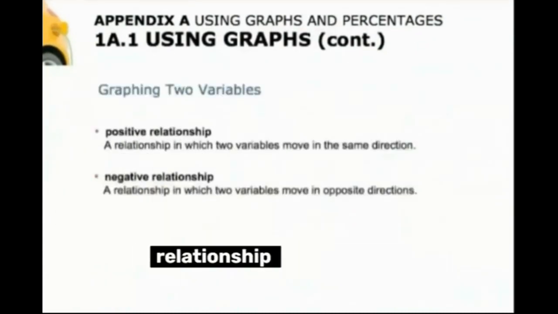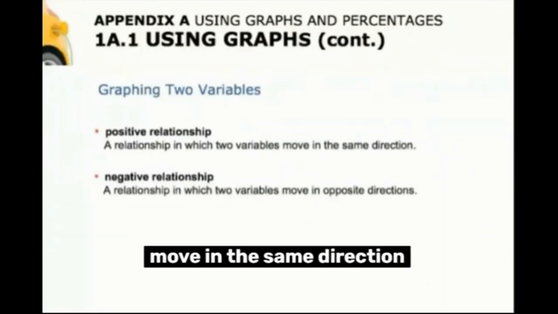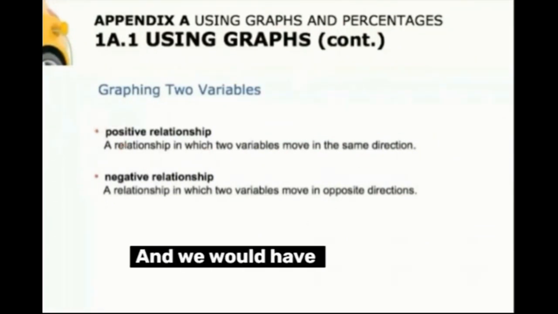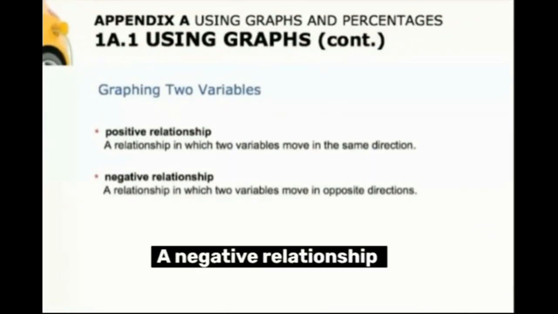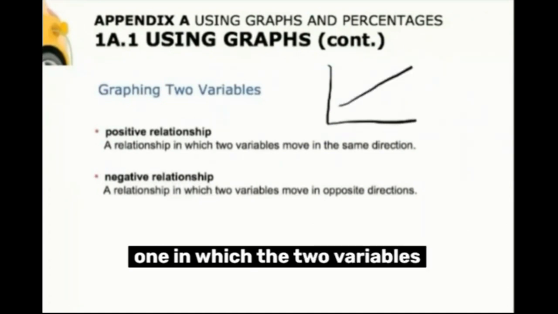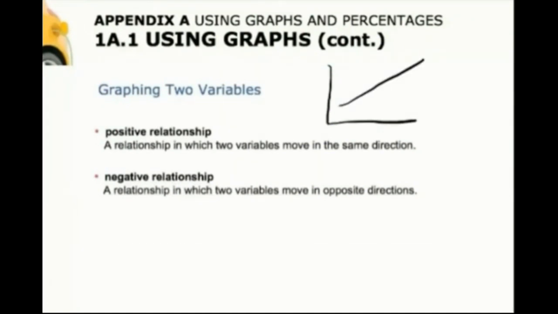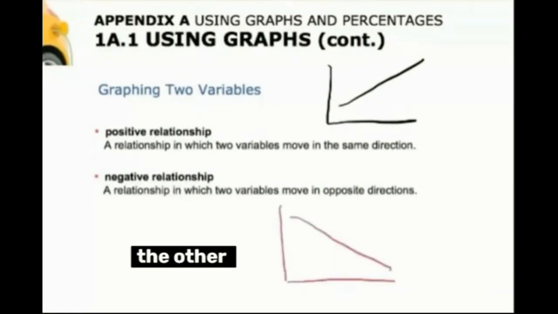And if we're graphing two variables, we can either have a positive relationship or a negative relationship. The positive relationship means that the two variables move in the same direction, like we saw in our last graph, and we would have an upward sloping curve. A negative relationship is one in which the two variables move in opposite directions. And so we would have a downward sloping curve, because when one variable goes up, the other variable goes down.